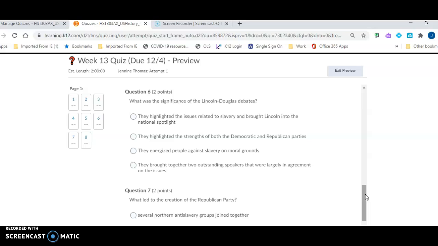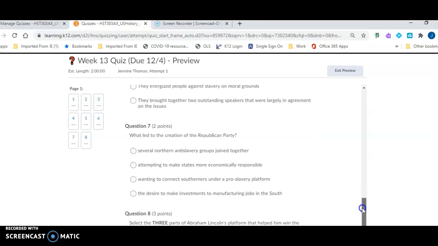Question 6. What was the significance of the Lincoln-Douglas debates? They highlighted the issues related to slavery and brought Lincoln into the national spotlight. They highlighted the strengths of both the Democratic and Republican parties. They energized people against slavery on moral grounds. They brought together 2 outstanding speakers that were largely in agreement on the issues.